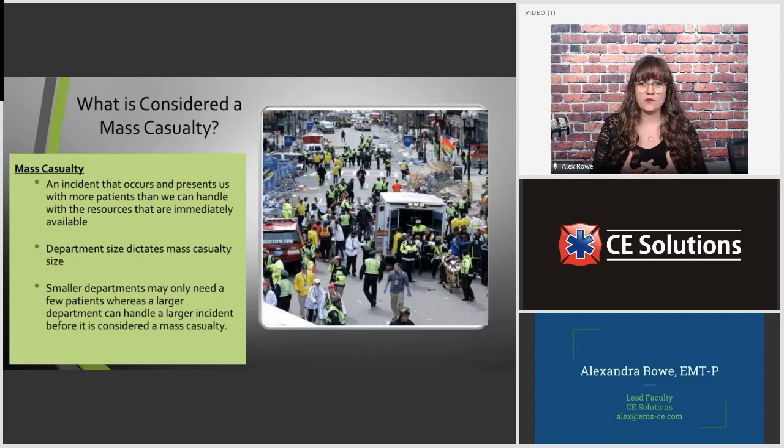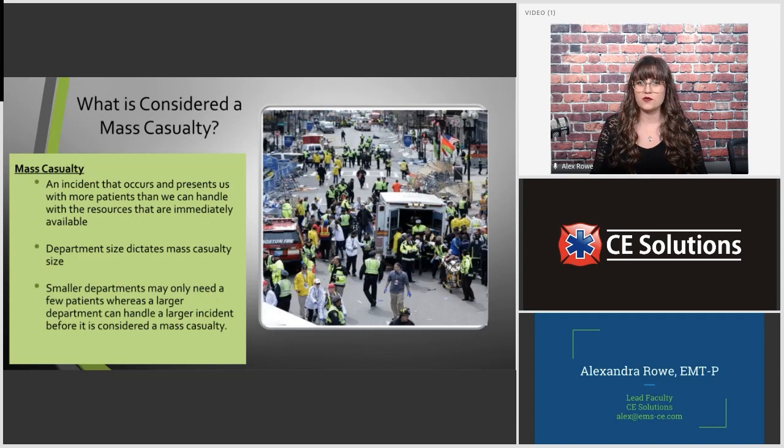So our service was depleted quickly when incidents would happen, and we would have a mass casualty faster than, say, Dallas would. So a mass casualty is really any incident that occurs and presents us with more patients than we can handle. It really depends on department size, how many resources you can get to you.